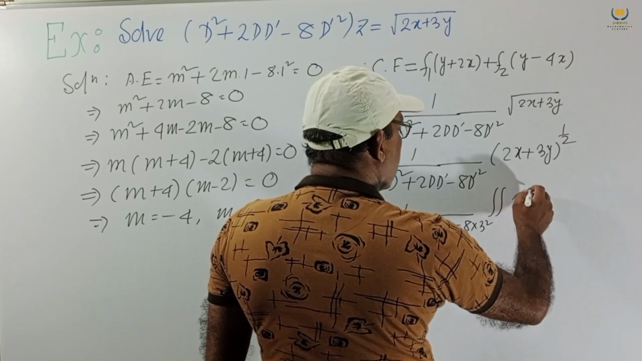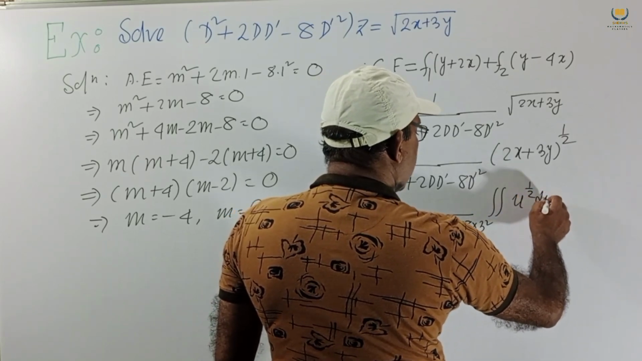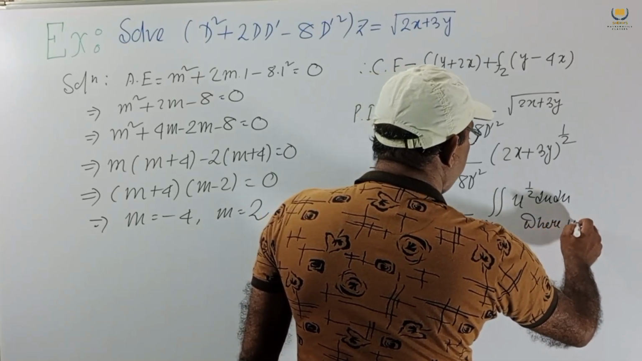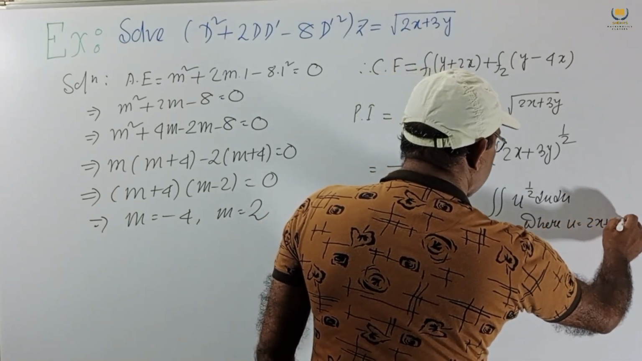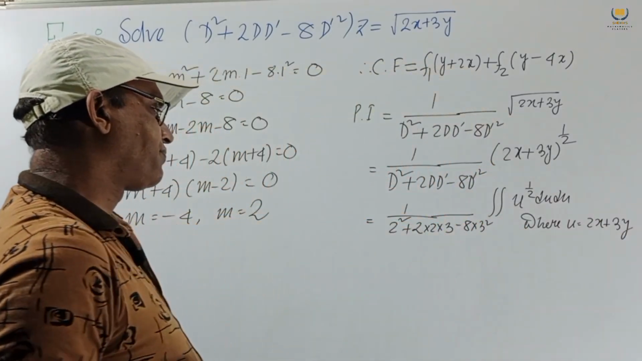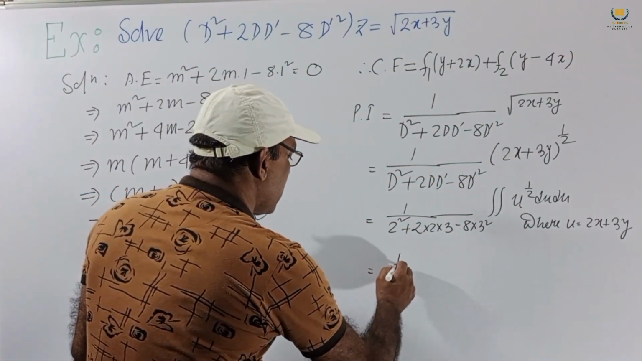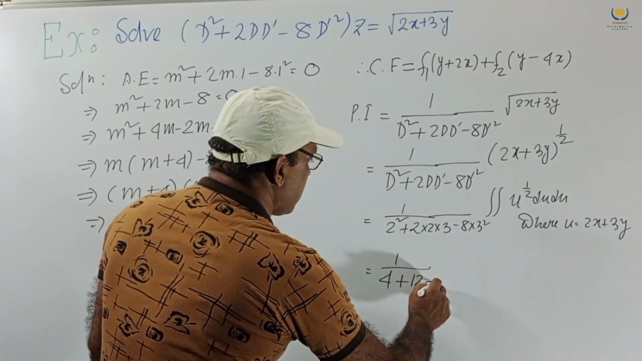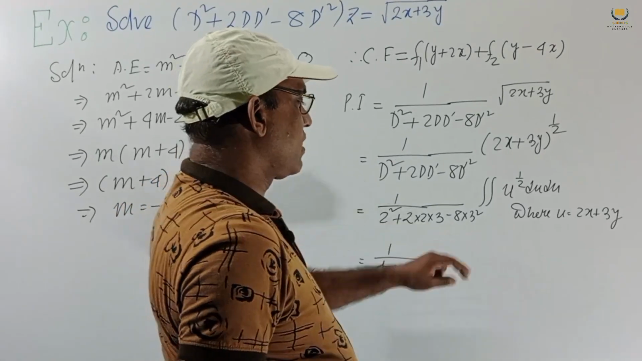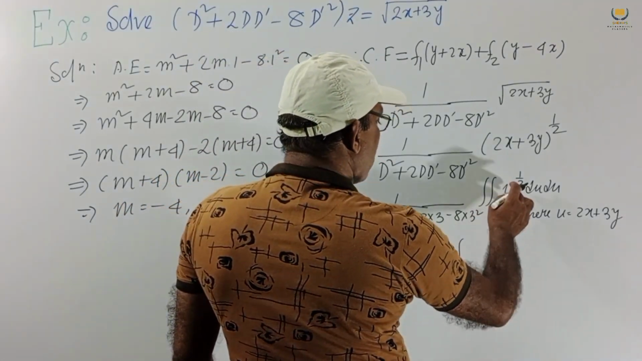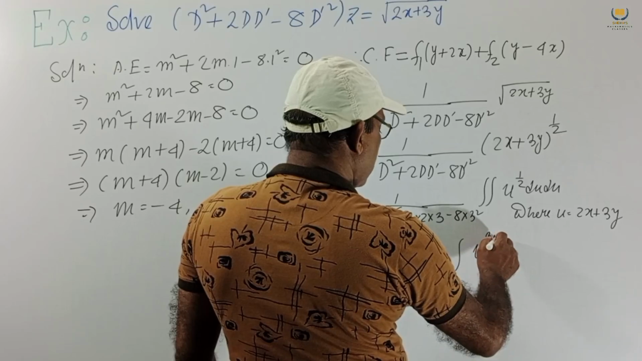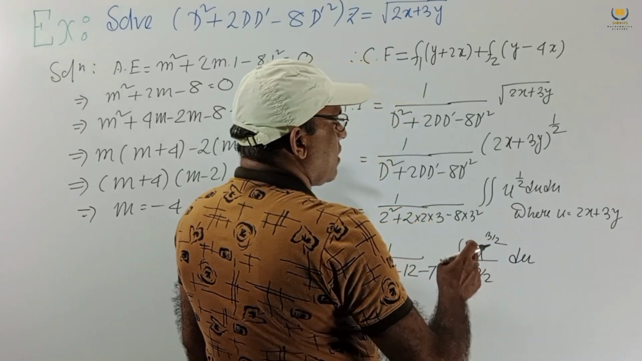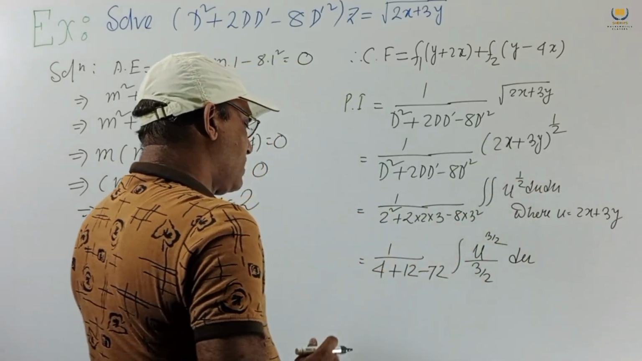u to the power 1 by 2 du du, where u means twice x plus 3y. We get this, and this is 1 by 4 plus 12 minus 72, 8 into 9, 72. If we integrate 1 time, then u to the power 3 by 2 du. So half plus 1, we get this.